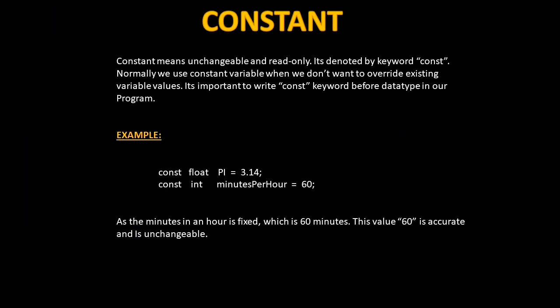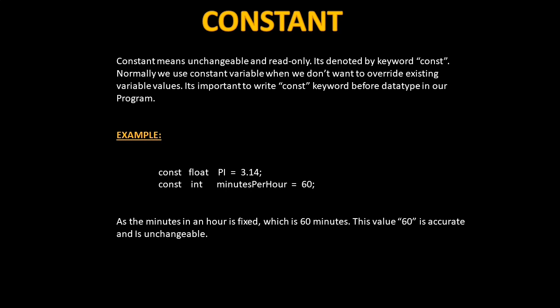What are constant variables? A constant is unchangeable or read-only. For example, the value of pi, which is 3.14, is an accurate value, or the minutes in an hour, which are 60. We can't say that there are 80 minutes or 70 minutes in an hour because it would be more than an hour. So for storing such accurate values, we need to use constant variables.